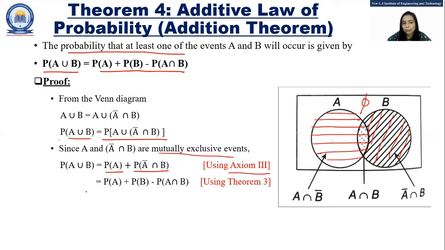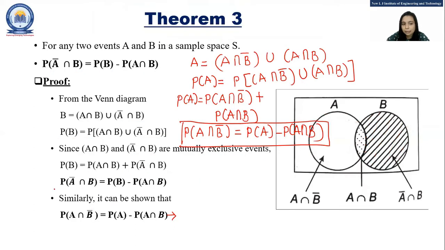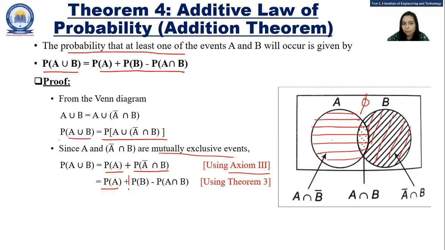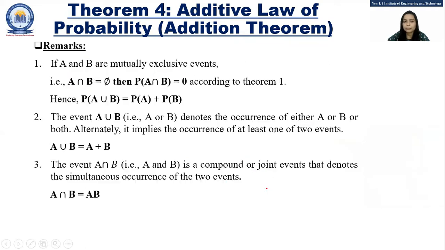Now see, this is P of A plus P of A bar intersect B. In that, P of A is as it is. Now this P of A bar intersect B is nothing but P of B minus P of A intersect B, that we have already discussed in theorem number 3. So this is replaced with P of B minus P of A intersect B using theorem number 3.